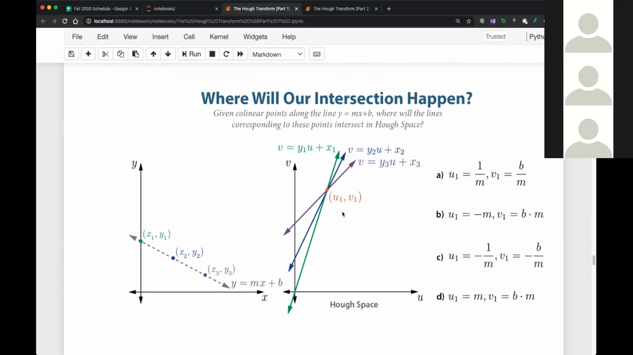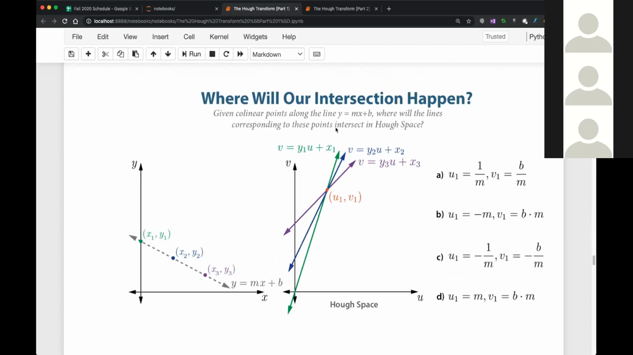What I'd like us to think about is, where will our intersection happen? So this will be our second question of the day, and this one's a little harder, but that's okay. And if you don't get all the way there in the 60 seconds, that's totally fine. Really, I just want you to take some time to think about it. Before we open the poll, let me just talk about the problem in a little bit more detail.